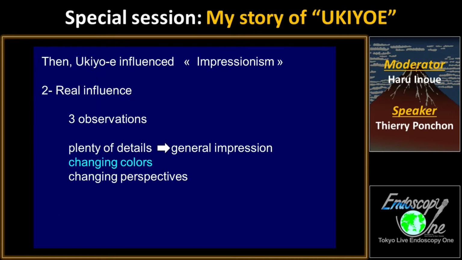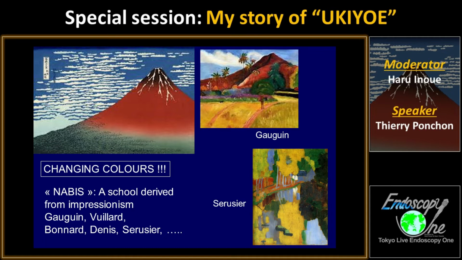Second point, changing colors. Of course, this is the famous Hokusai ukiyo-e of Mount Fuji, and Mount Fuji looks red because of the sun. And you see Gauguin, also they changed the color of the mountain. The color also appears pink or brown. And also Cerisier, you see the trunk, they appear blue. So changing colors was also used by the Nabis. This was a school derived from Impressionists. They are still considered as Impressionists, such as Gauguin, Vuillard, Bonnard, Denis, Cerisier. So clearly they were influenced by Japan.